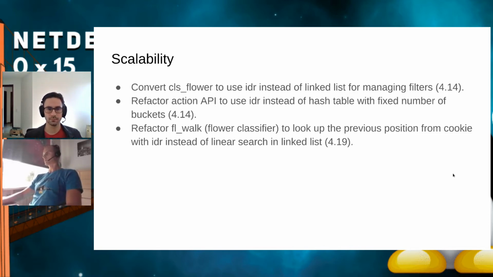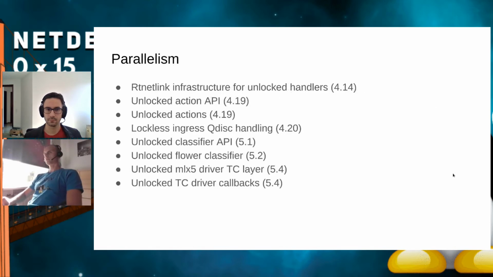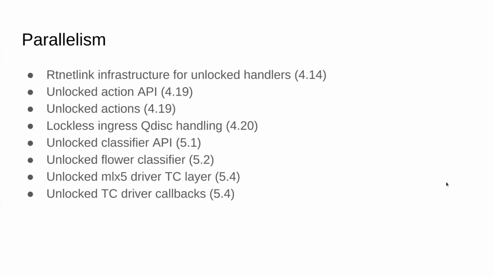So this classifier and action lookup substitution was performed by my teammate Chris Mee. It was one of the first changes in kernel 4.14 that we made, and the flower walk optimization was done by me slightly afterwards. So, parallelism issues: we were dealing with the RTNL lock that allowed for zero parallelism inside TC because it was just taken before the netlink layer called TC and only released afterwards.